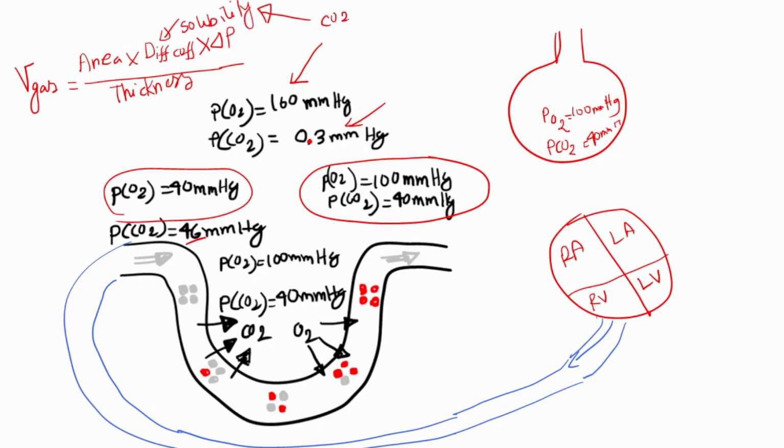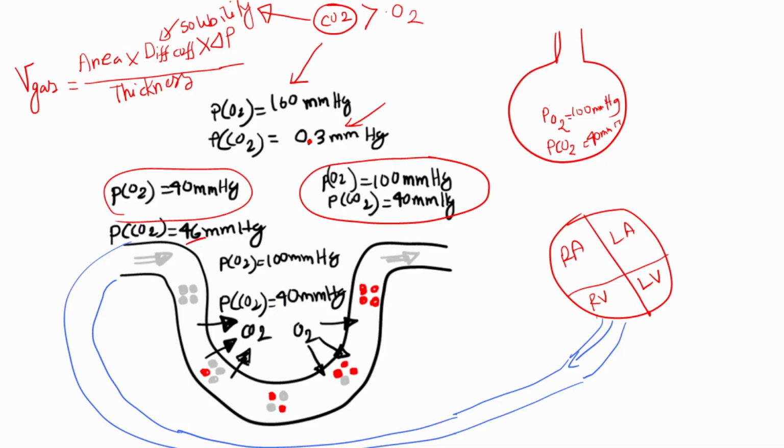Carbon dioxide is an absolute superstar when it comes to solubility. It is 20 times more soluble in water and liquid membranes than oxygen is. Because it dissolves so easily, carbon dioxide diffuses 20 times faster than oxygen, meaning it requires a much smaller pressure gradient to move just as effectively.